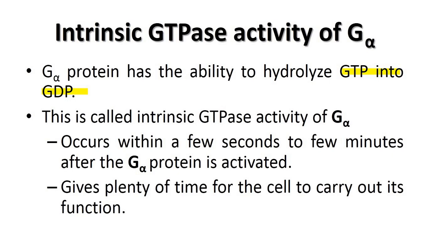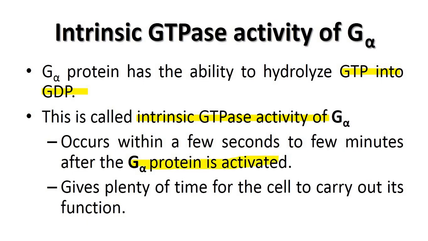Why is it called intrinsic GTPase activity? Because this GTPase activity occurs within the protein itself, and so it is called intrinsic GTPase activity. Try to understand, this intrinsic GTPase activity occurs within a few seconds or a few minutes after the G alpha protein is activated.